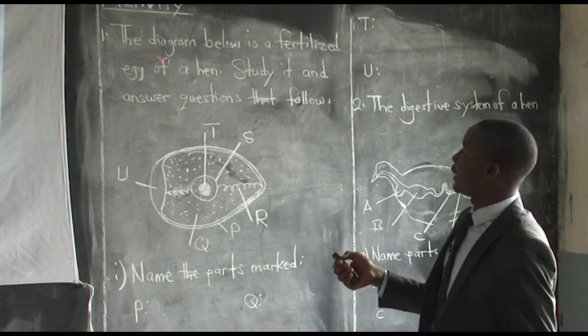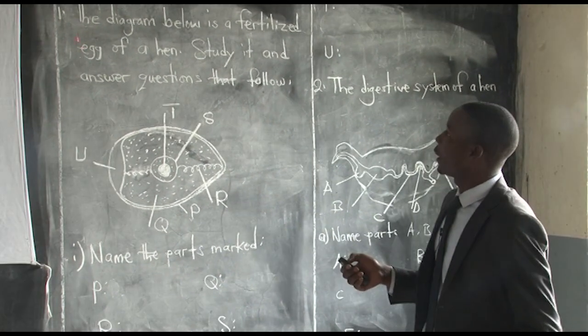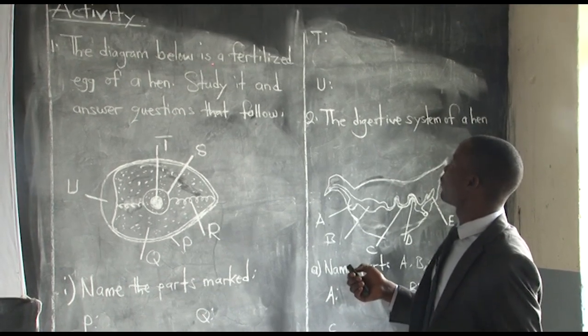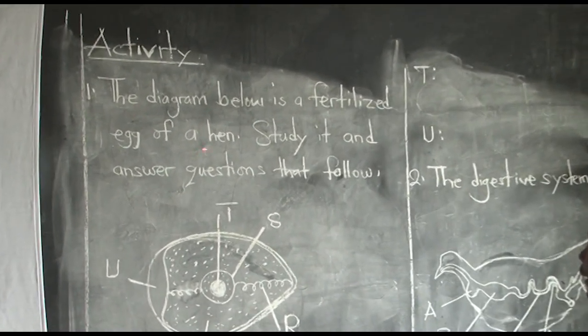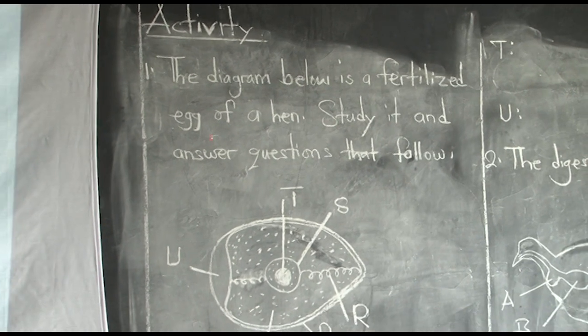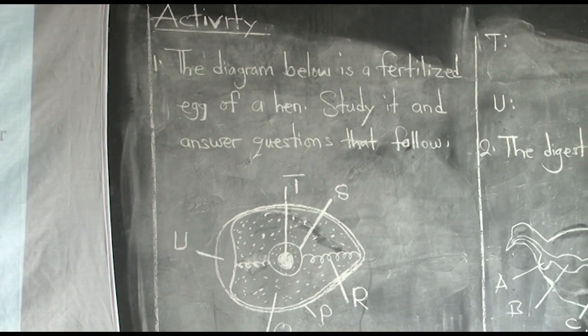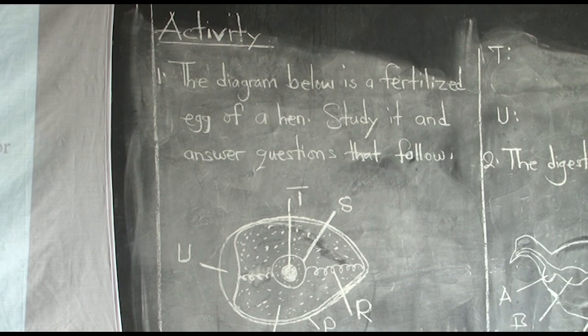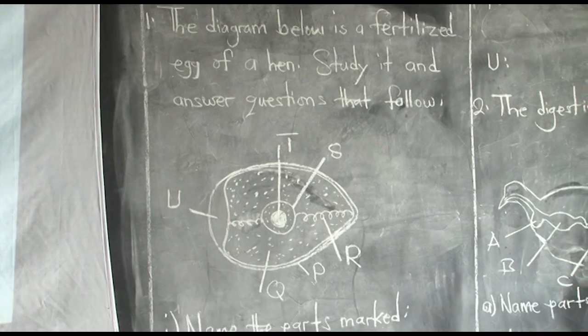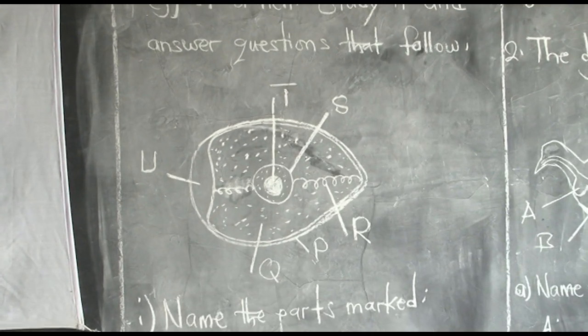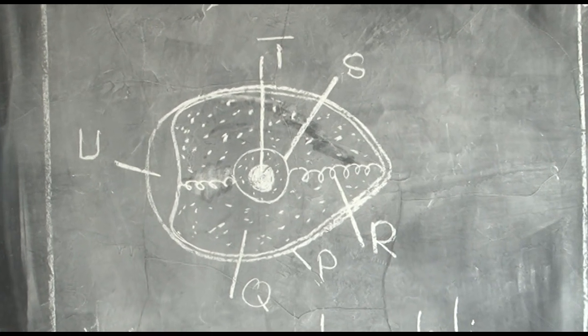So you can be given an activity like here: the diagram below is of a fertilized egg of a hen. Study it and answer the questions that follow. So look at this diagram here. It's a diagram of a fertilized egg, an egg of a bird, of a chicken.